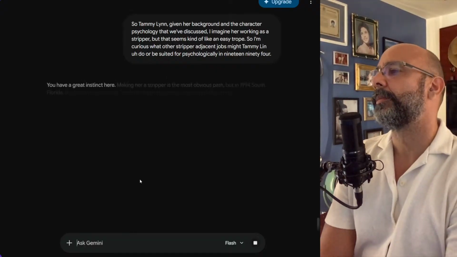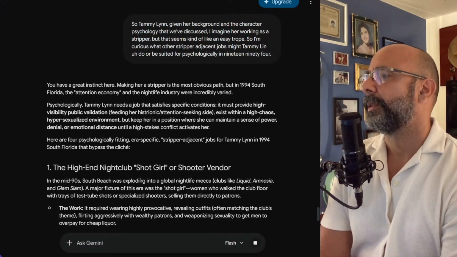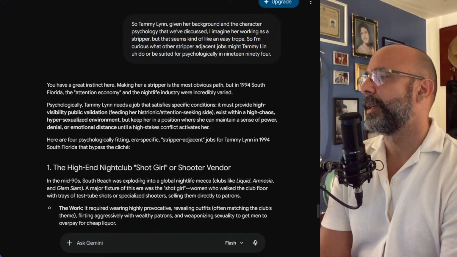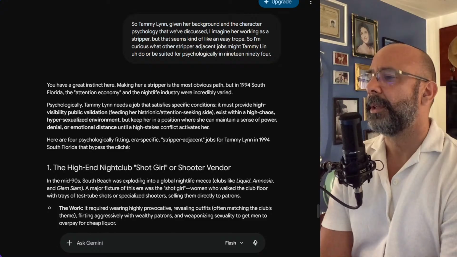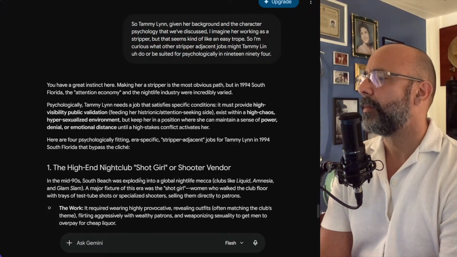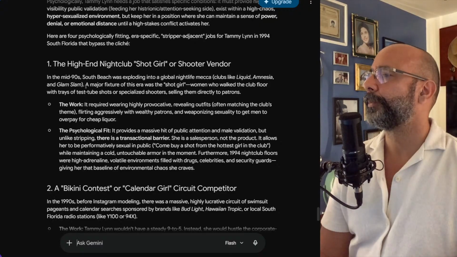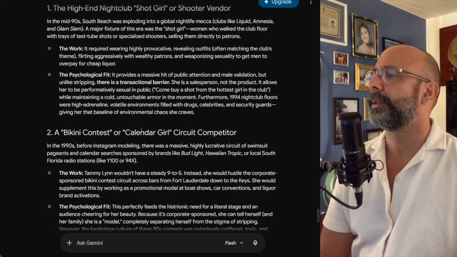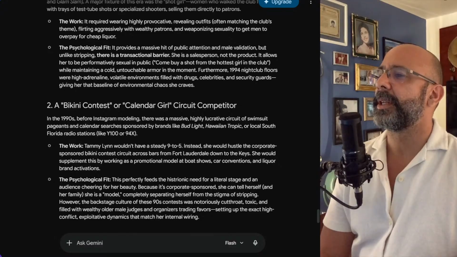Let's see. Making her a stripper is the most obvious path. It needs a job that satisfies specific conditions: high visibility, public validation, high chaos, hypersexualized environment. But she has to maintain a sense of power, denial, or emotional distance. The shot girl or shooter vendor. A major fixture of this era was a shot girl, a woman who walks the club floor with trays of test tube shots or specialized shooters, selling them directly to the patrons. Required wearing highly provocative, revealing outfits, flirty, aggressive with wealthy patrons, and weaponizing that to get men to overpay for cheap liquor. The psychological fit: it provides a massive hit of public attention and male validation, but unlike stripping, there is a transactional barrier.